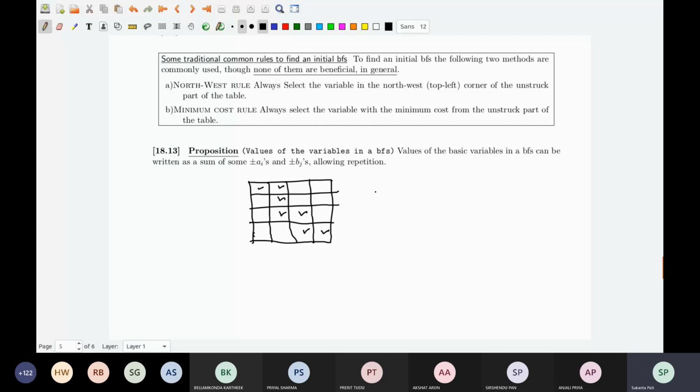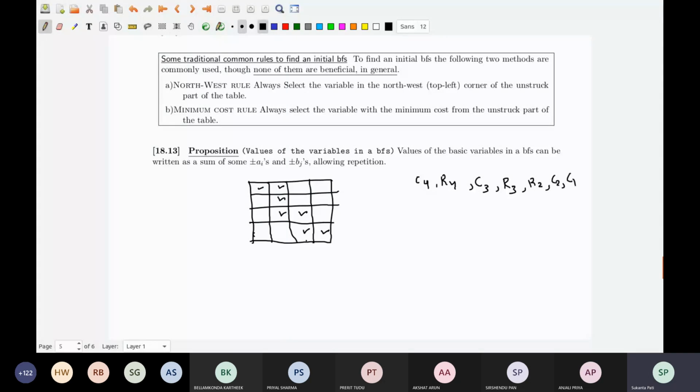This is a basis because of my strike off procedure. What is the strike off procedure? First strike off C4. Then I can strike off row 4. Then I can strike off C3. Then I can strike off row 3. Then I can strike off row 2. Then C2. Then C1. Everything is trapped.